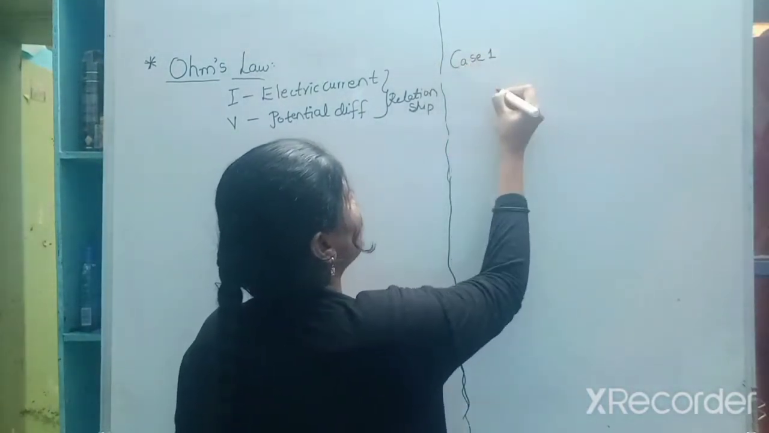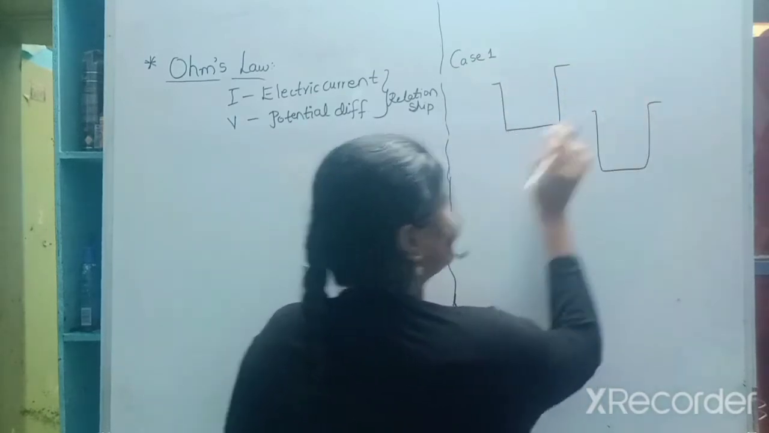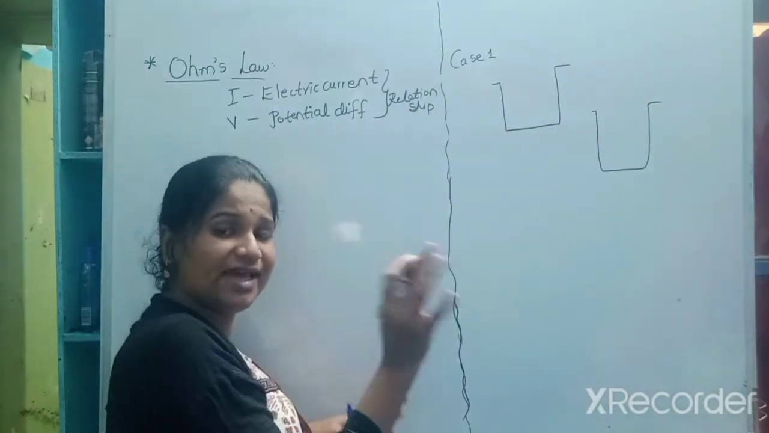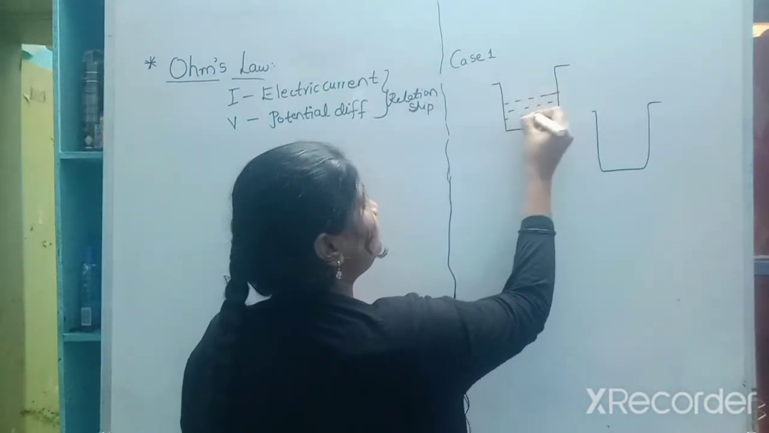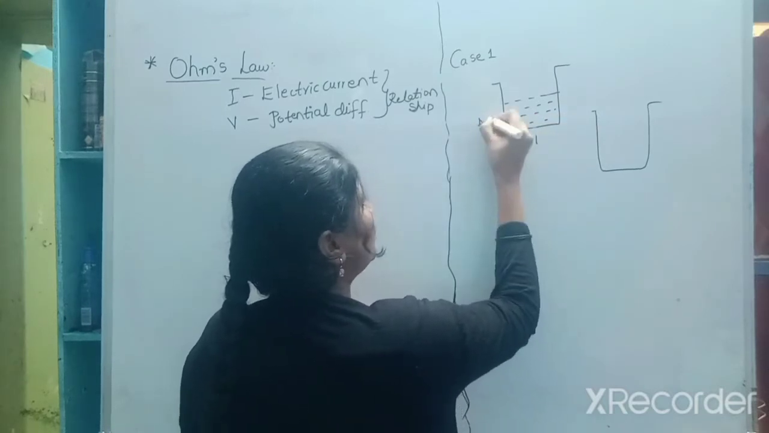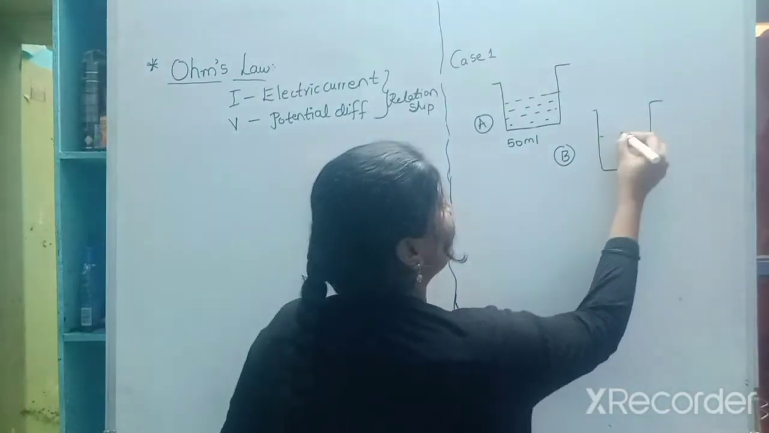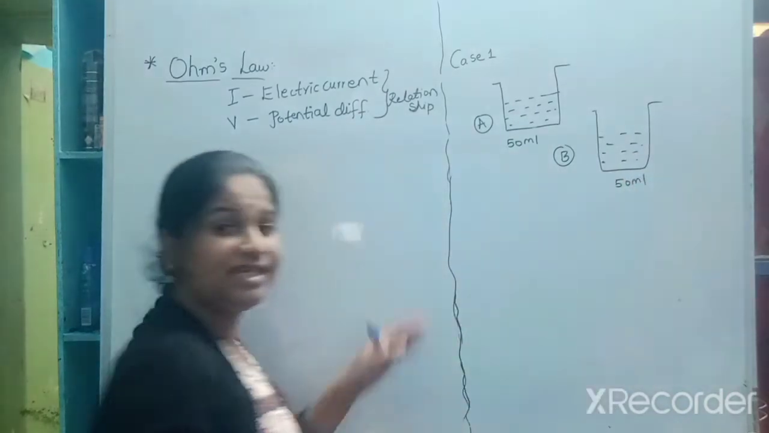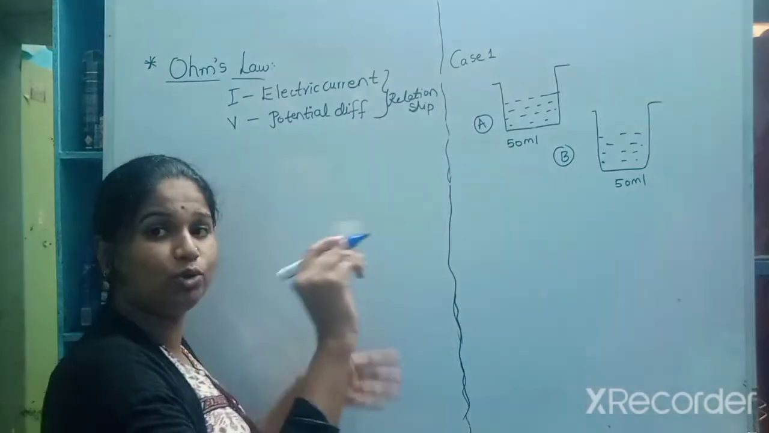In case 1, let us consider two beakers which are kept at a certain distance, so a height difference will be there. It is not much, but it is there. Let us take 50 ml of water in beaker A. In beaker B also I am taking 50 ml of water. In both the beakers I took the same amount of water.